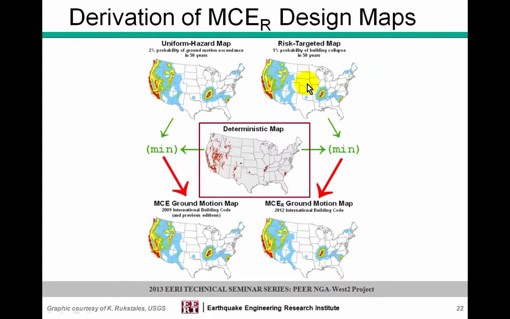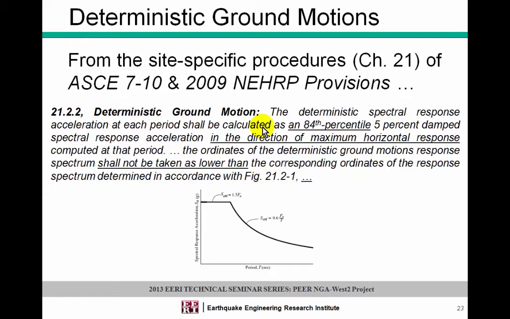Okay, so we've gotten through the probabilistic risk-targeted ground motion part now. For the MC-SABAR ground motion maps, there's again those deterministic caps that factor in. All right, so I'll talk about those pretty briefly. All right, so again, in the site-specific procedure of ASC 710 and 2009 NEHRP provisions, you can find written there, it defines the deterministic ground motions as 84th percentile ground motions in the direction of maximum horizontal response, max direction. If you look at characteristic earthquakes around your site, you choose the characteristic earthquake that gives you the biggest 84th percentile ground motion at your location.